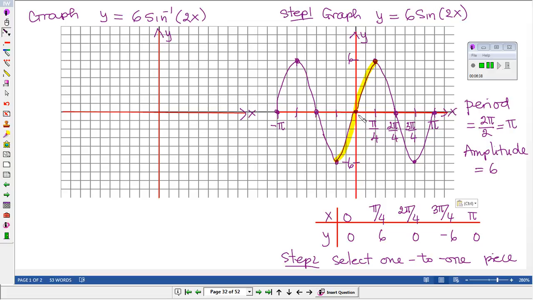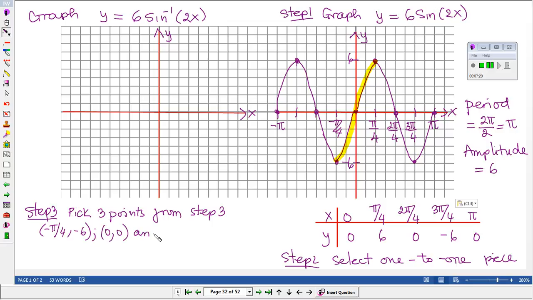And step 3, we are going to select 3 points from the piece. So the 3 points that we are going to select, the first point will be negative pi over 4, comma negative 6. The second point will be 0, 0. And the third point will be pi over 4, comma positive 6.